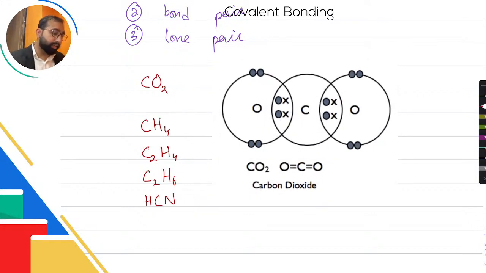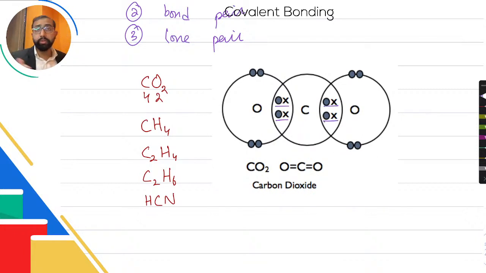Now you can see over here that carbon is in the center, oxygens are on the side, and carbon needs 4, but each oxygen needs 2. So that is why we start by putting carbon in the center, oxygen on the side, and every oxygen needs to share 2 electrons. So 2 of oxygen here, being shared with 2 of carbon here. Same case over here, so you have 2 bond pairs.